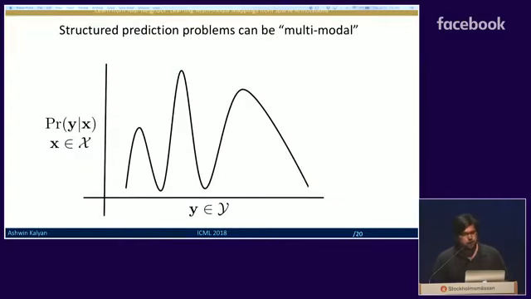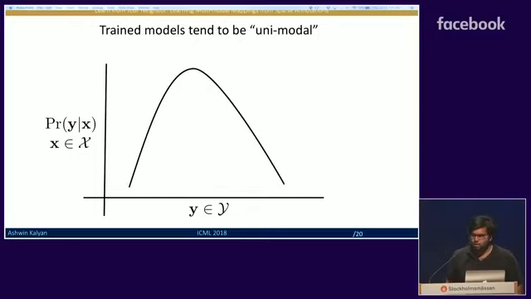Diving in, structured prediction problems like parsing, segmentation, or language modeling can have multiple correct or acceptable outputs. However, models tend to be unimodal. To ground this, I'll be taking image captioning as a running example throughout this talk. However, note that the methods and discussions apply to structured prediction problems in general.